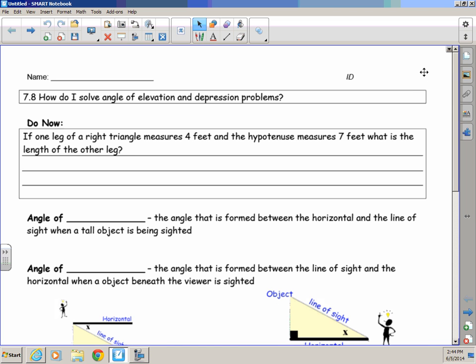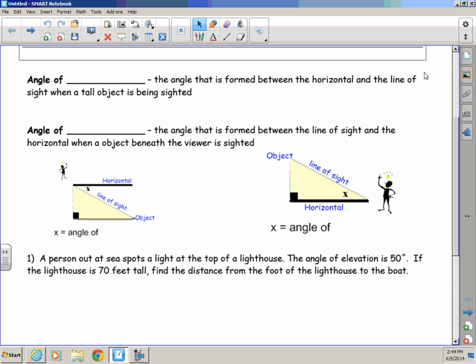Today is the second lesson in our lesson on trigonometric word problems. What's a little bit different today is we are going to deal with two specific angles that are given a particular definition that you need to know so as to be able to set the right triangle up properly. Now, the first one is what's called the angle of elevation, and it's the angle that is formed between the horizontal and the line of sight when a tall object is being sighted.